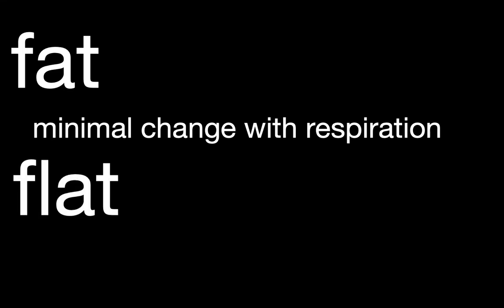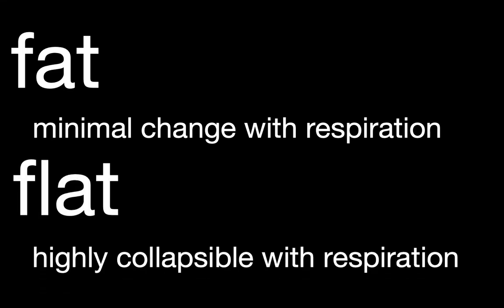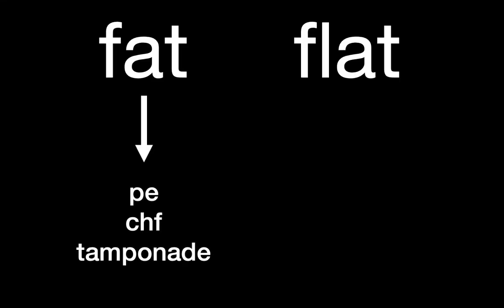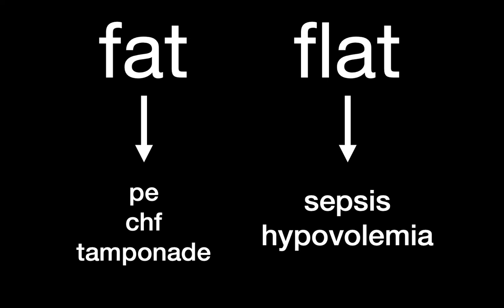When we talk about IVC, we should think about it as fat or minimal change with respiration versus flat, highly collapsible with respiration. I think IVC still has good utility in the assessment of these patients, but what to do with an IVC that's moderately collapsible, I'm still not quite sure. Things that'll give you a fat IVC are things like pulmonary embolisms, heart failure, and tamponade, like we talked about earlier. Things that'll give you a flat IVC are things like sepsis or hypovolemia from hemorrhage, for example.